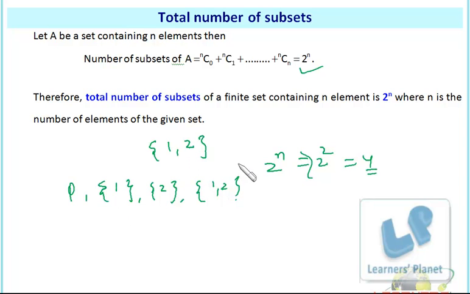Okay, so if there are 3 elements, you have to write 2 raised to 3, and that's 8. There will be 8 subsets. Okay, so that's pretty easy. So I hope you are clear with the basic definitions, basic terminologies related to sets. What is a set, what is not a set, and what is an empty set, equivalent set, equal set, singleton set, proper set, subsets.